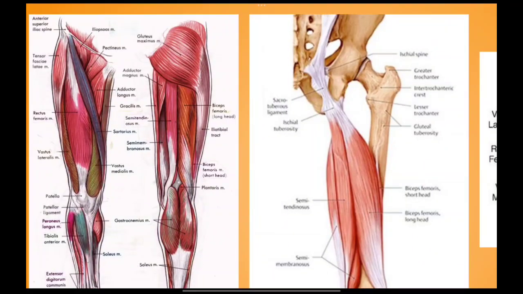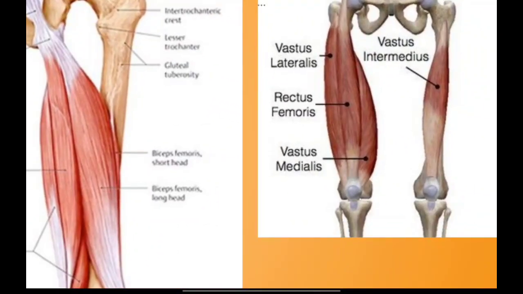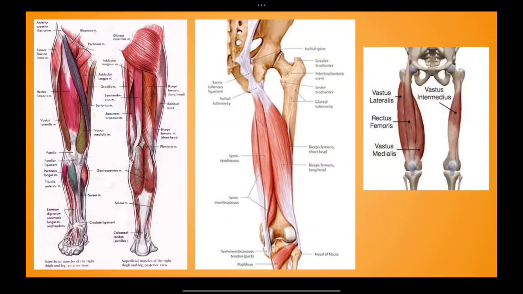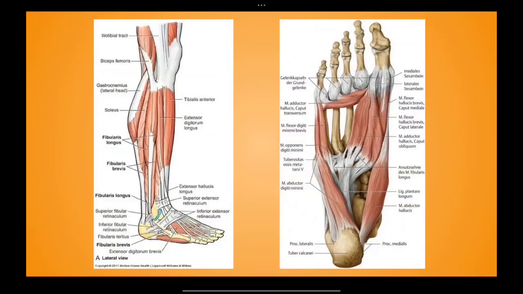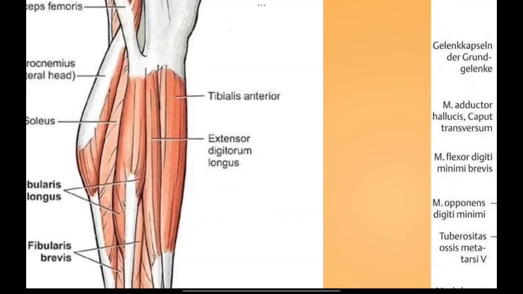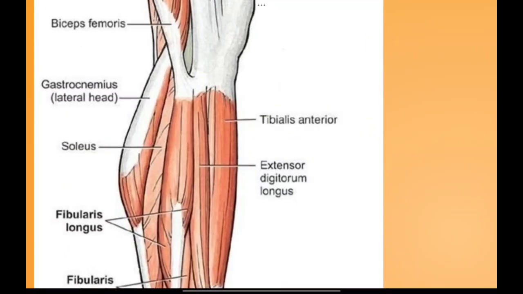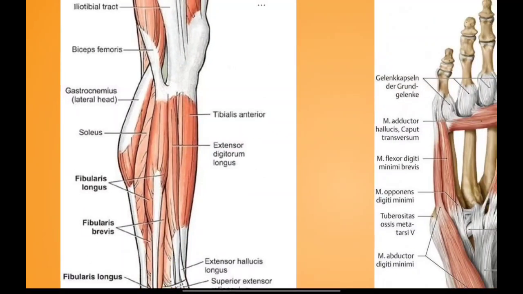Now the lower leg. Lower leg has tibialis anterior in the front anterior portion of the lower leg. Then we have gastrocnemius, which is in the lateral posterior region, and it is a muscle that covers the posterior portion. Then you have soleus.